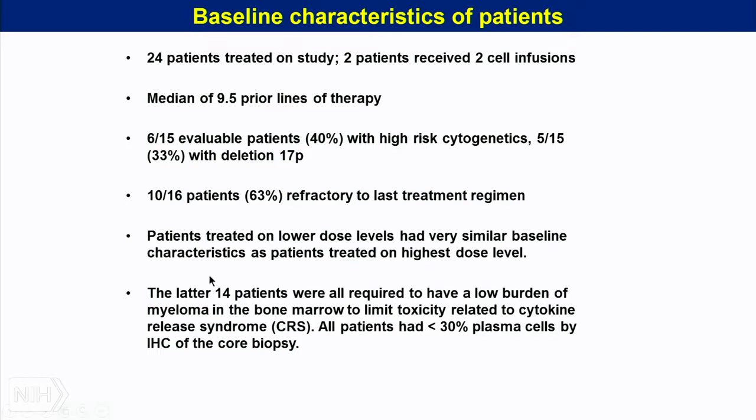But we also found that patients with higher burdens of multiple myeloma had worse toxicity than patients with low levels of multiple myeloma. So in an attempt to limit toxicity, the latter 14 patients to enroll were required to have less than 30% of their bone marrow taken over by multiple myeloma. We measure that by doing bone marrow biopsies, and we require that the bone marrow is less than 30% multiple myeloma plasma cells.